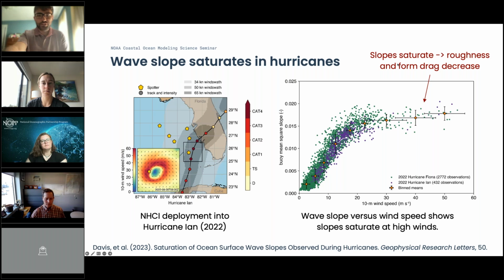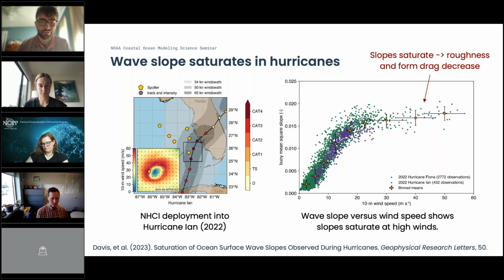And so that first question, we were able to take a look at with the help of one of the data sets we collected during the first year of our deployments. On the left, you're looking at a map of the Florida region, and the red dots show the track and intensity of Hurricane Ian. And the yellow pentagons just show the spotter buoys. We deployed other buoys, but I used the spotters just for this particular data set. So it's the positions of the spotters, mostly in this case on the left side of the storm.